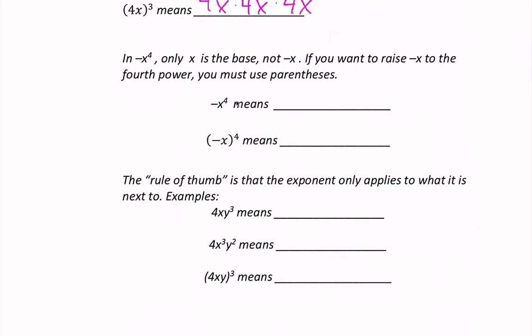Okay, here. Since there's no parentheses, I know my base is only this x, which means this negative is going to be my coefficient, which means I have a negative out front, and I want 4 of these x's. So that means negative x times x times x times x. Okay, here I do have parentheses, so my exponent is attached to everything on the inside of the parentheses, which means this whole thing is my base, which means I want 4 of these guys. So I want negative x times negative x times negative x times negative x.